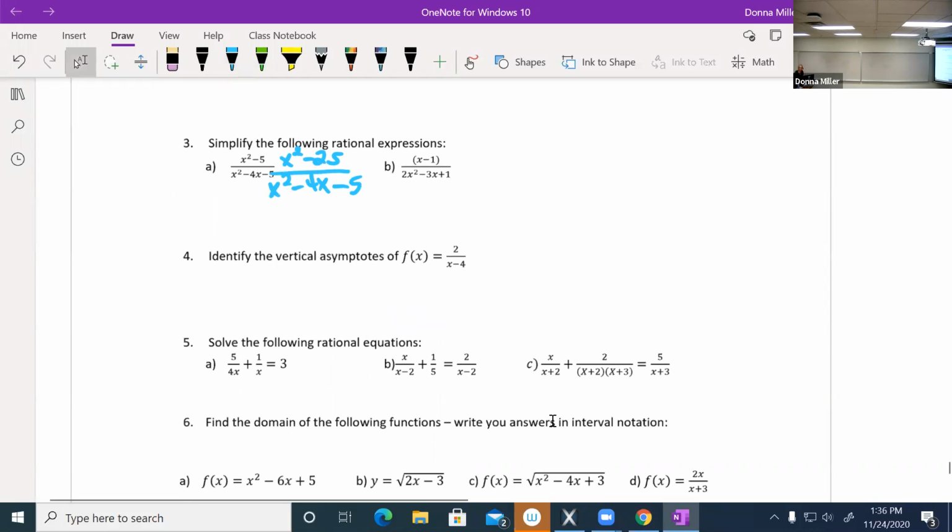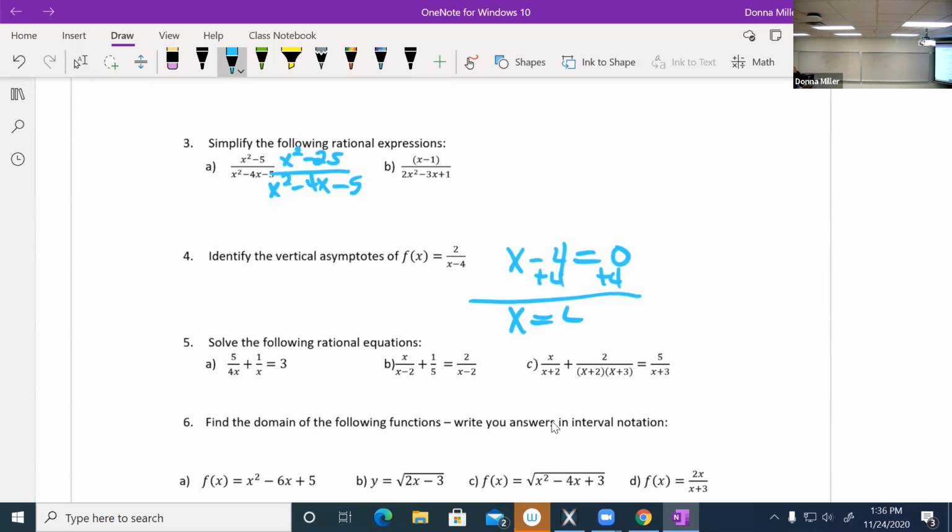Now, vertical asymptotes, those are coming from a video. A vertical asymptote happens where the bottom equals 0. So I just take the bottom of the fraction, which is x minus 4, and I set it to 0. And then I move the 4 over, obviously, and I get x equals 4. That would be the vertical asymptote. Okay, that's on one of the videos.